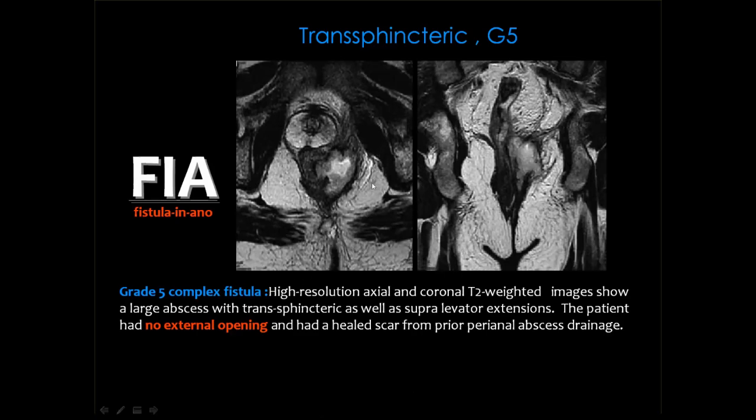And this is a transsphincteric fistula, which has extended above the levator. And this is very easy if you look at the coronal image. And this is the external sphincter that has been crossed by the lesion. And this is the levator ani that has been crossed by the lesion. Then you got a complex fistula, and this resulted in a collection that looked like an abscess. And this abscess has extended across the sphincters as well as above the levator.